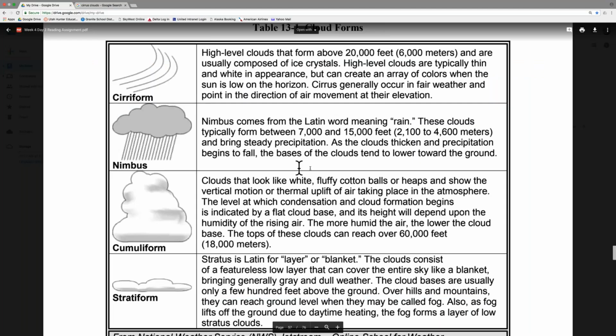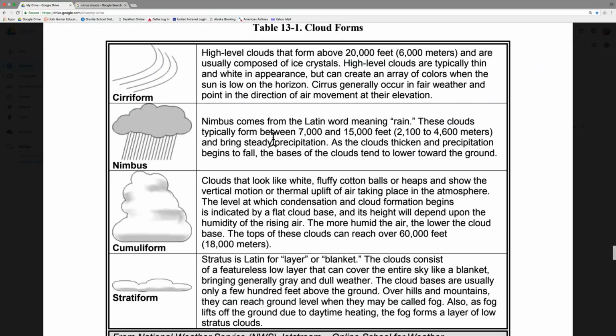So nimbus clouds. Nimbus comes from the Latin word meaning rain, right? So anytime we see nimbo, or nimbus, we automatically associate it to rain, okay? These are the rain-bearing clouds. These clouds typically form between 7,000 to 15,000 feet and bring steady precipitation. As the cloud thickens and precipitation begins to fall, the bases of the cloud tend to lower towards the ground.